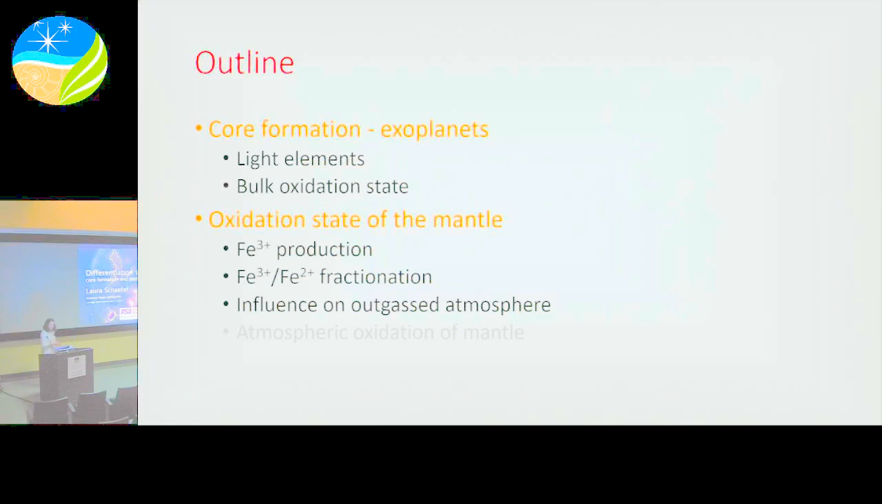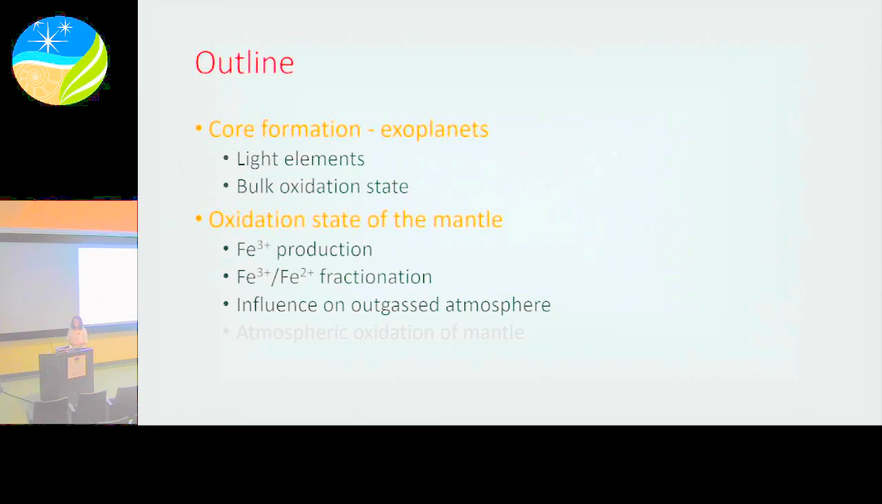So here's a quick outline of where the talk's going to go. I'm going to start with core formation, and give a little background for people who aren't familiar with how these models work, and talk about light elements in the core and the bulk oxidation state of a planet and how that influences the mass and radius diagram. Then I'll talk about the switch from bulk oxidation state to focusing on the mantle oxidation state, in particular iron 3+ relative to iron 2+, how iron 3+ is produced, and how it fractionates as the magma ocean crystallizes. My particular interest is the influence of the mantle oxidation state on the outgassed atmospheric composition. And then if there's time, which there probably won't be, I'll talk about how the atmosphere itself might be able to oxidize the mantle as well.